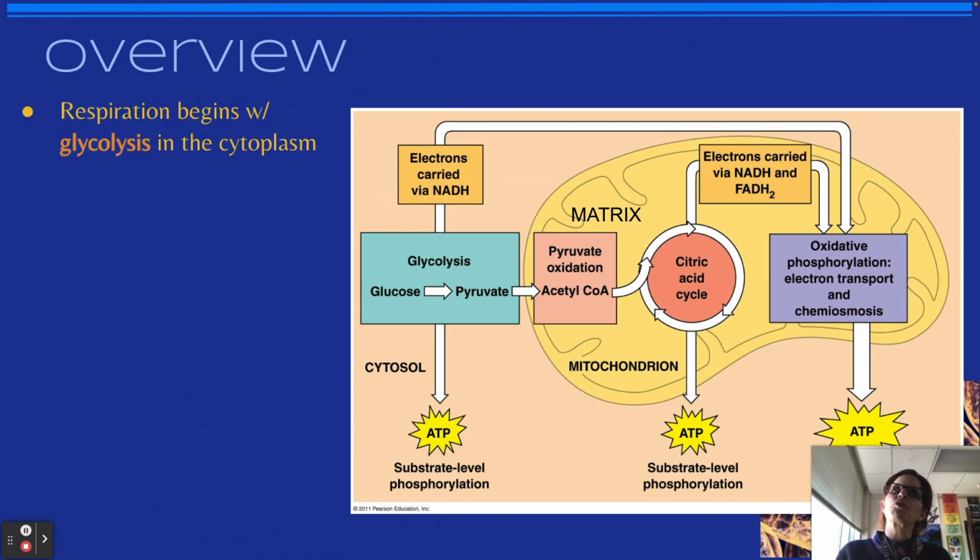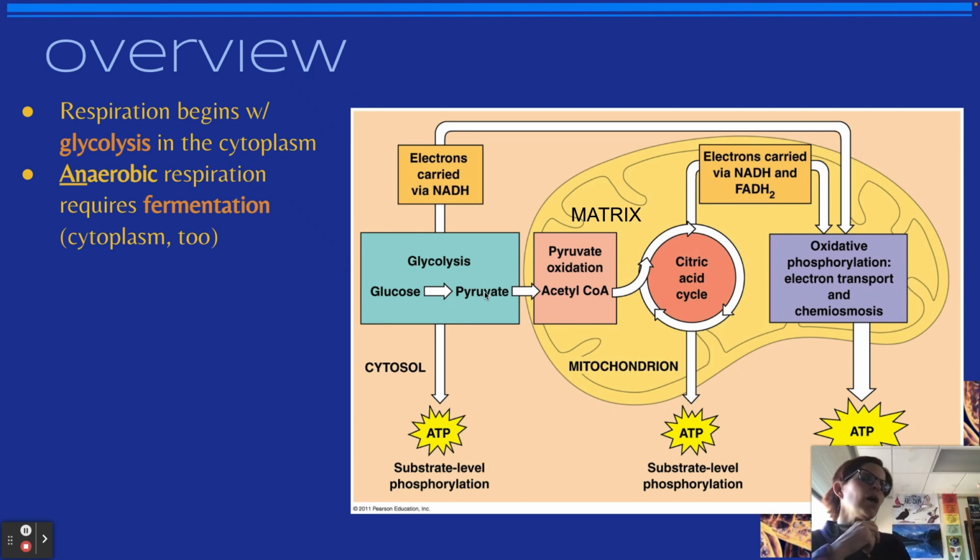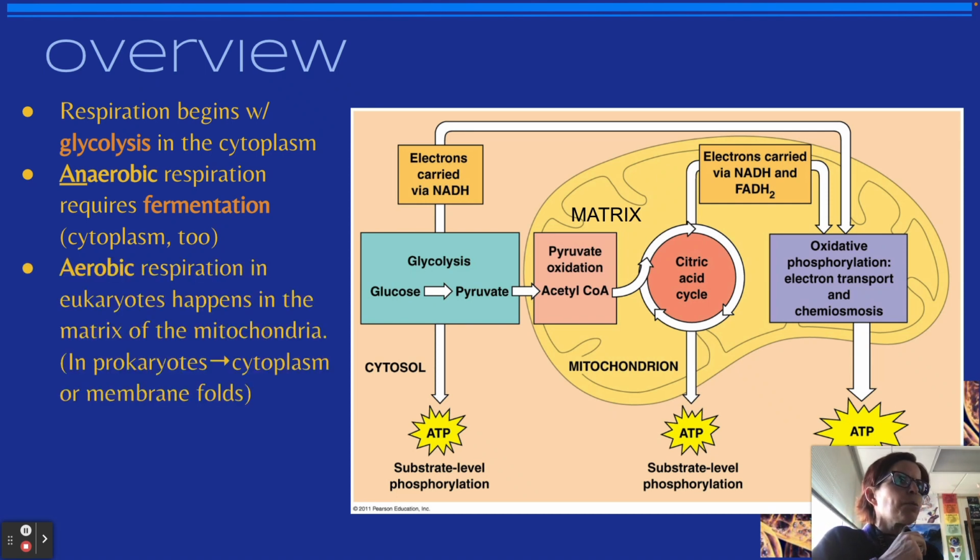Okay, so overview of the whole process. I think sometimes these overview pictures are really the most helpful to give you the big idea. So respiration begins with glycolysis. Glycolysis is nothing more than the breaking of glucose, breaking it in half. So it becomes from a six carbon molecule a three carbon molecule. If there's no oxygen present, then we stop here, and that turns into what we call fermentation. If oxygen is present, then the process can continue on into the inside of the mitochondria.